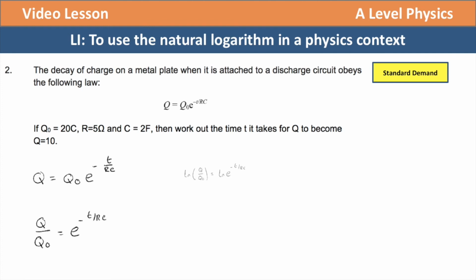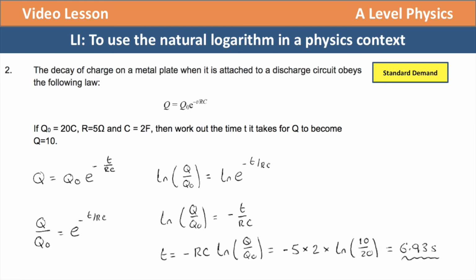Now from there we take the natural logarithm of both sides to give ln Q over Q naught equals ln e to the minus t over RC, but of course conveniently the ln and the e will cancel with each other to give us the equation as written there. We now need to get t on its own, so we multiply by RC because we've currently got those being divided on the right hand side, and of course we can times by minus 1 as well to give t equals minus RC ln of Q over Q naught. We then substitute the values into the equation, so minus 5 multiplied by 2 multiplied by ln of 10 over 20 gives a final answer of 6.93 seconds.